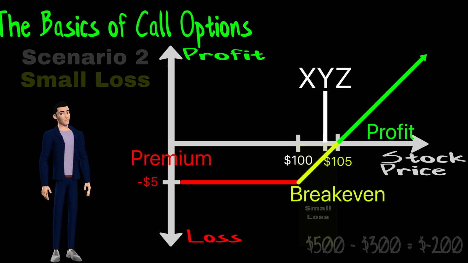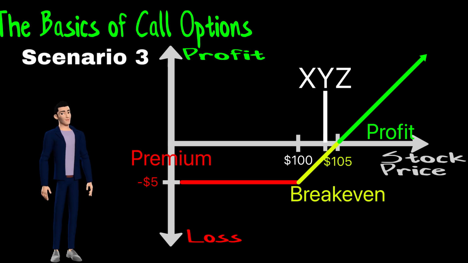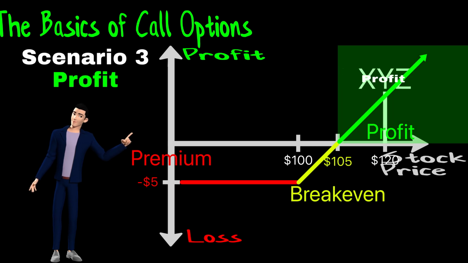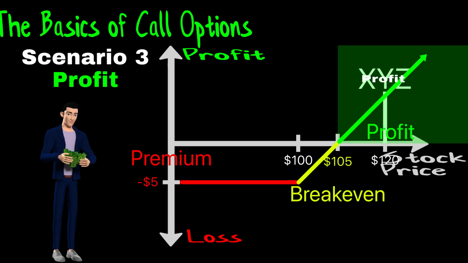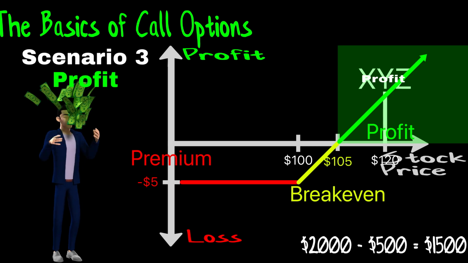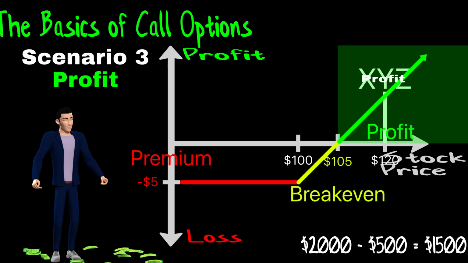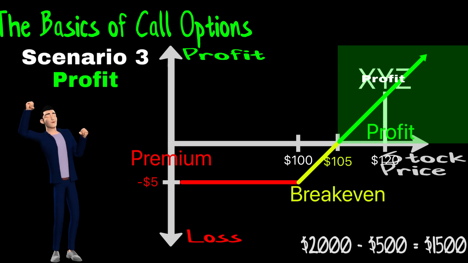Scenario 3. Brad was right, and XYZ's product was a hit, and the stock price went up to $120 per share. So Brad sells his option for $20 a share or $2,000. Remember, Brad paid $5 per share or $500 for the option. So Brad's total profit is $1,500.